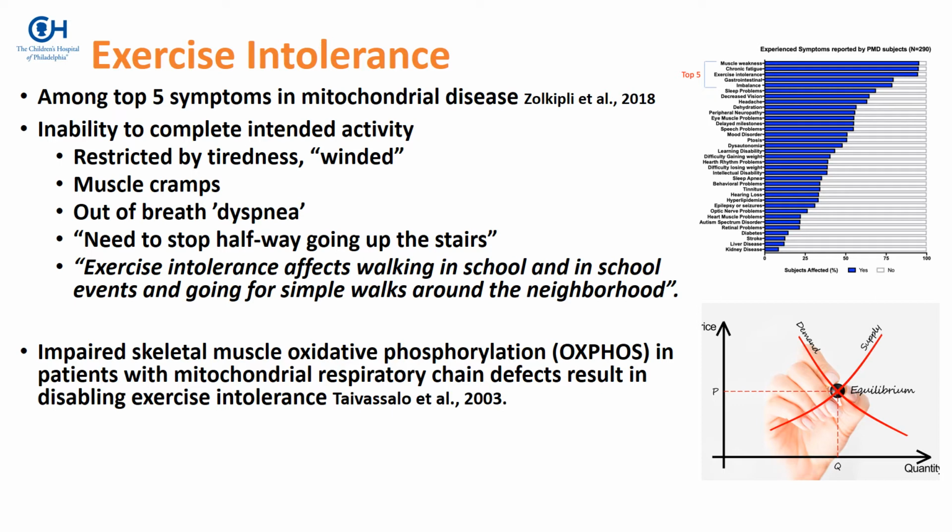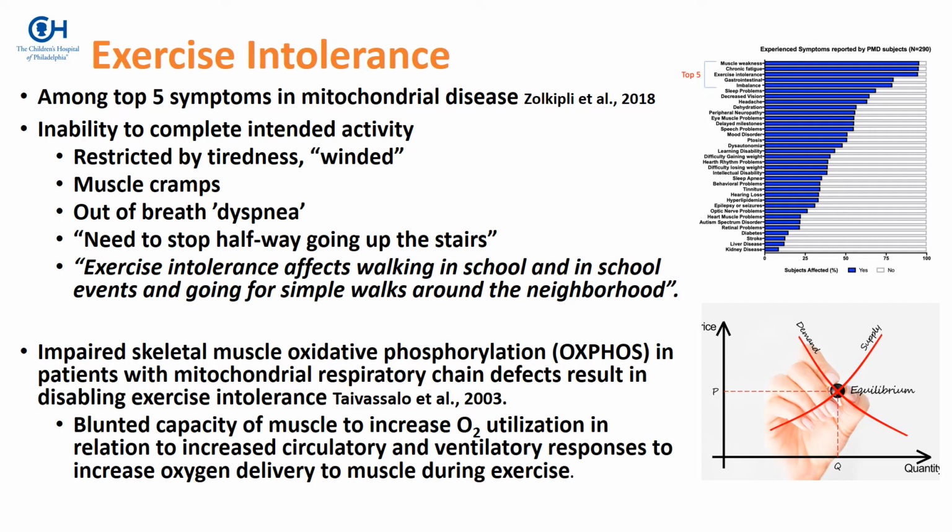What is the underlying basis of exercise intolerance in mitochondrial disease? Tanya Taivasalo and Ron Heller studied a group of patients with confirmed mitochondrial respiratory chain deficiency, where the conclusion was that the exercise intolerance is because of the impaired skeletal muscle oxidative phosphorylation, or OXPHOS.